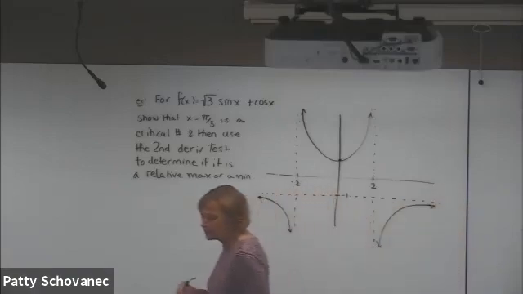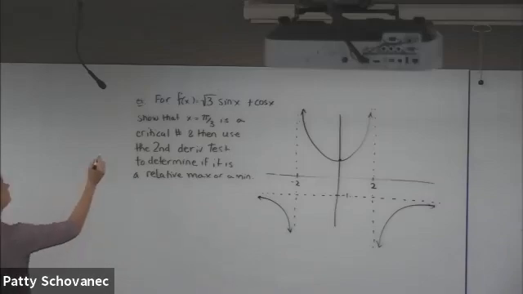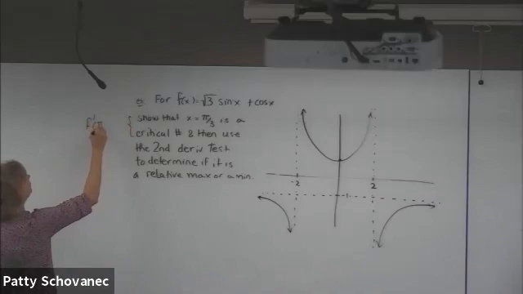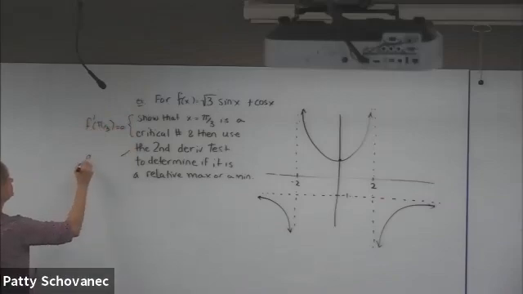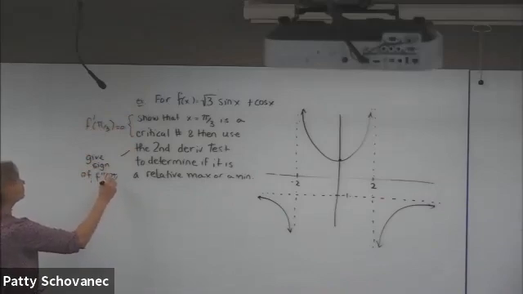To show something's a critical number, just show that it makes the first derivative equal to 0. Take the first derivative, plug in pi thirds for x, and you get 0. This part will show that f prime of pi thirds is 0. And then you're just going to determine the sign of f double prime at pi thirds, and then make a decision.